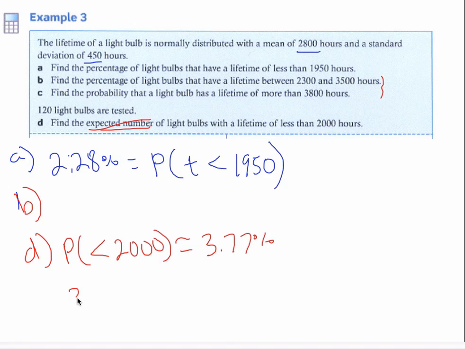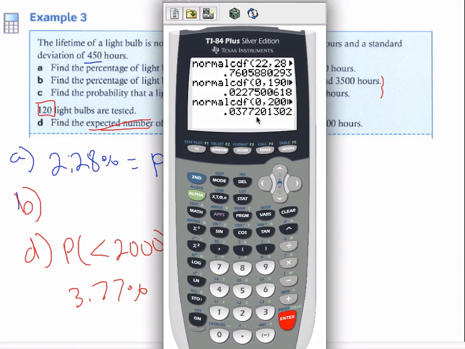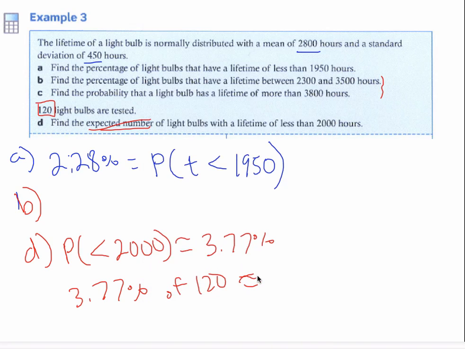Okay, so I need to do 3.77% of 120 light bulbs in order to get the expected number of light bulbs with this lifetime. So I'm actually going to use that number that's on my calculator right now and multiply by 120, and I get 4.53. So that's 4.53 light bulbs. So you could say about 4 or 5 light bulbs.